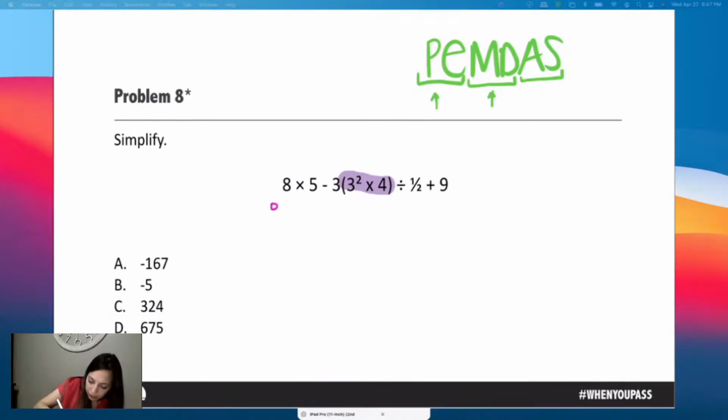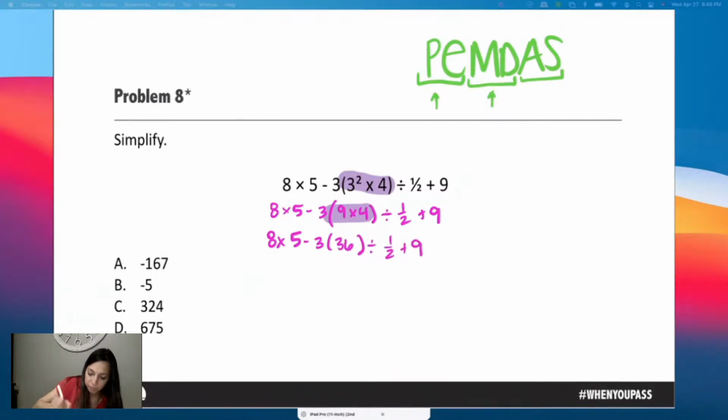So 8 times 5 minus 3 parentheses. 3 squared is 9 times 4 divided by 1/2 plus 9. I'm going to continue solving those parentheses. 8 times 5 minus 3 times 36 divided by 1/2 plus 9. Check. That section is done.